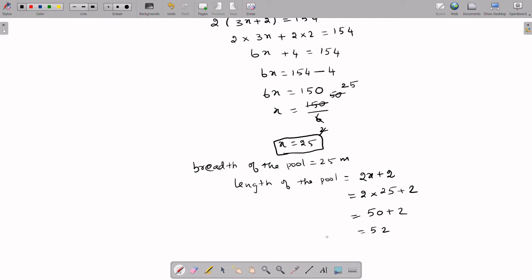So the length of the rectangular pool is 52 meter, and the breadth is 25 meter. That is our answer.